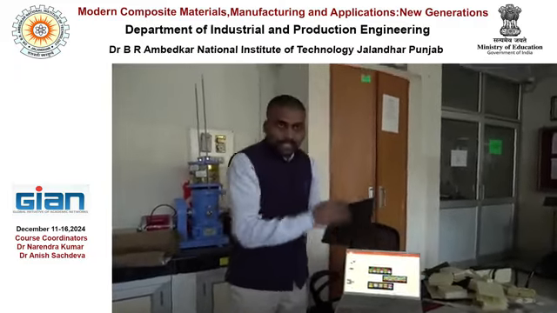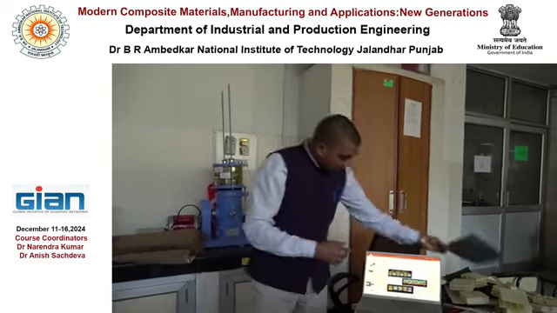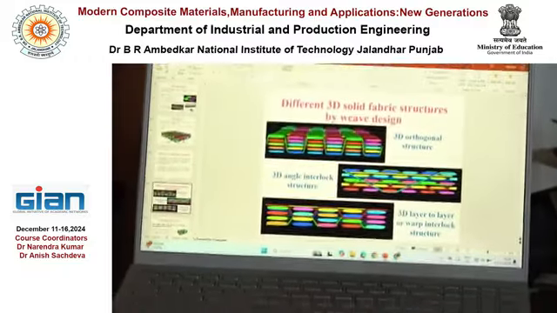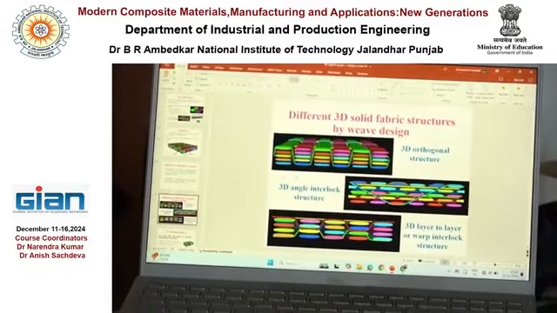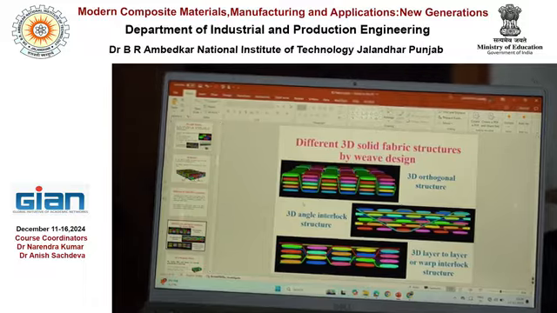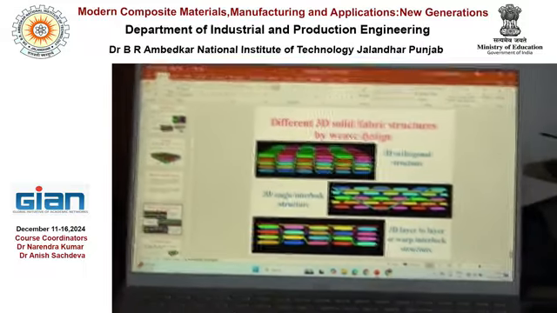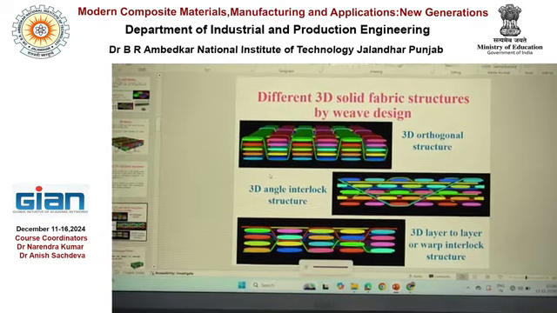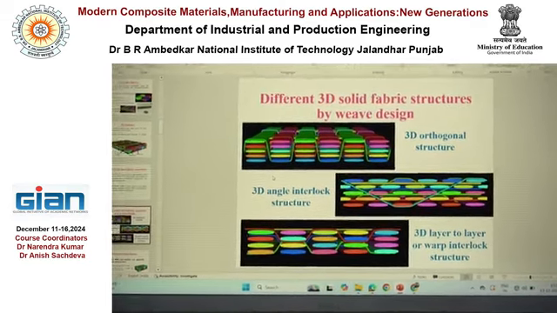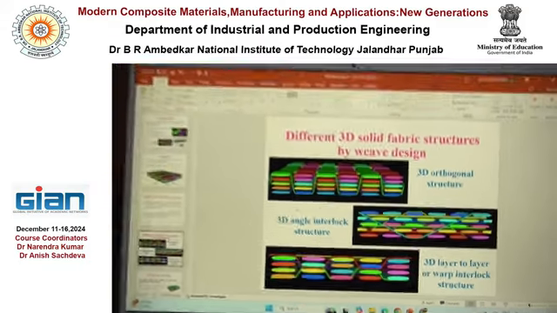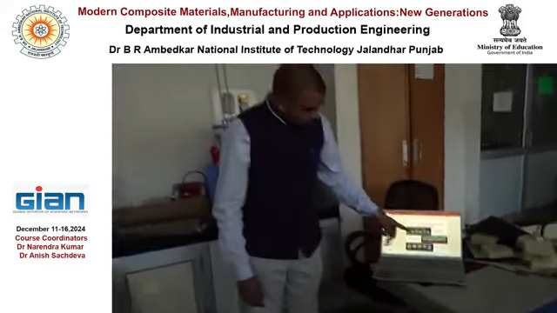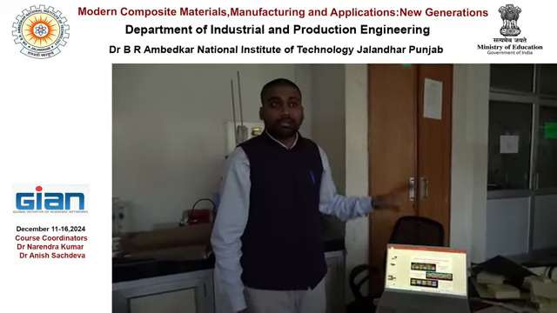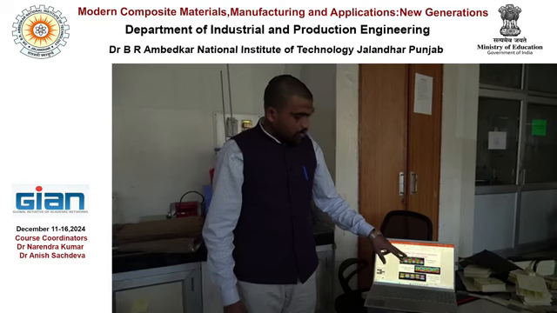One is vertical, another is horizontal, and the third one is through the thickness, which is binding these layers together. So it's not one and one, it's actually multiple layers in horizontal and vertical, and they are bound by the binder, right? So this is one type of 3D solid structure, that is 3D orthogonal.